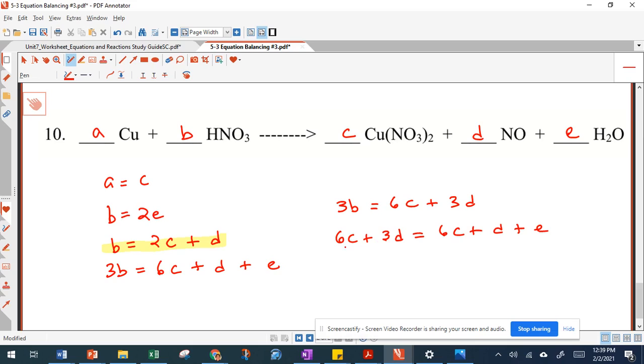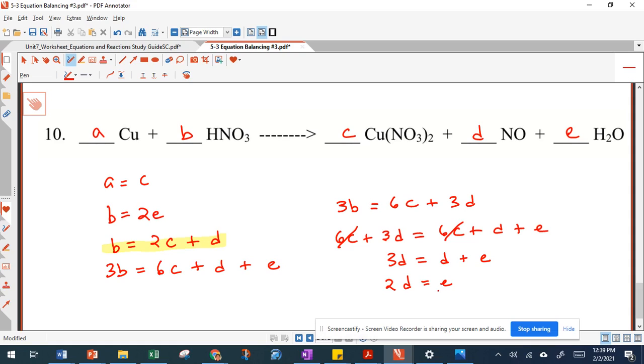When I do this, I now see I have 6C on each side, so I can get rid of that. And now I have an equation just in terms of D and E. So now I have 3D is equal to D plus E. And now I can get the D's on the left-hand side of the equation. So 2D is equal to E. And now I know that E is equal to 2D. Once I've done this, I now have fewer variables.